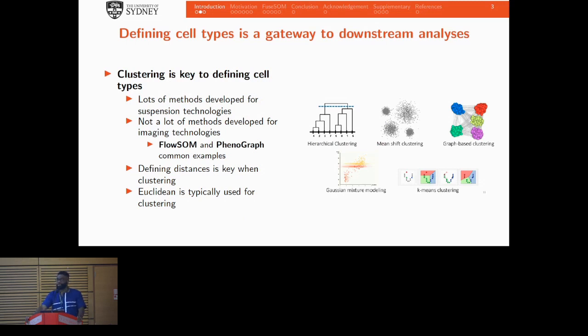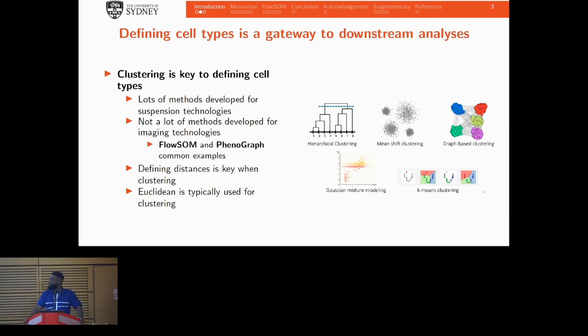Most times, practitioners tend to use methods that were developed for suspension technologies, like FlowSOM and PhenoGraph, which are common examples. When clustering cells, defining distances between cells is quite important, and oftentimes the most common one used is Euclidean distance. This may not always be appropriate, and we can see why.